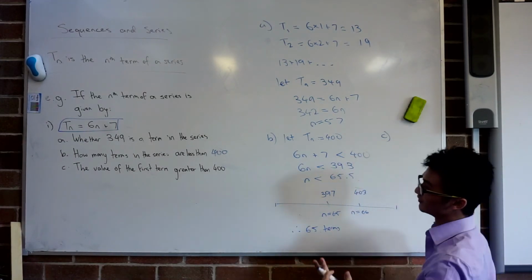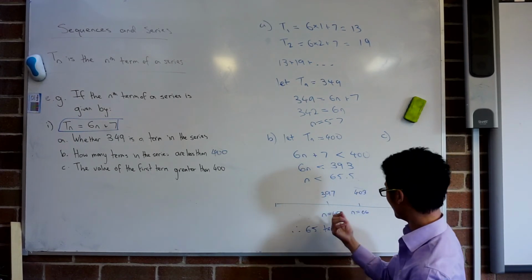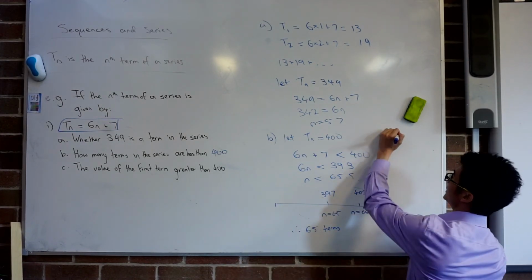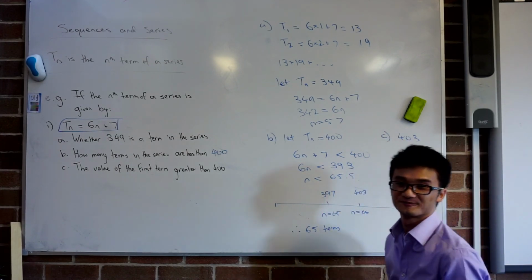And for C, well, that's already done for us. The value of the first term greater than 400, that would just be the next term afterwards. For C, it would just be 403. Sweet.